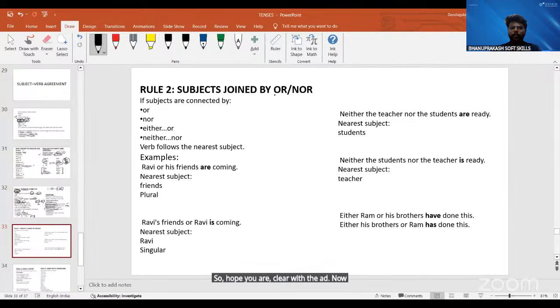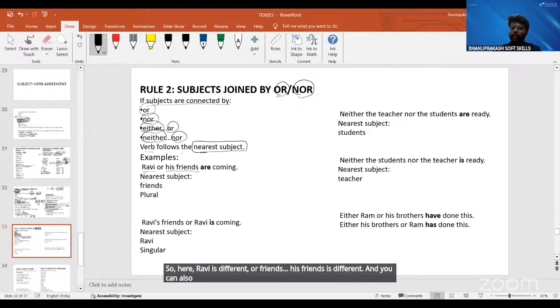Now coming to or and nor. If the subjects are connected by or, nor, either or, neither nor, in such cases the verb follows the nearest subject. This means whatever subject is nearest to this nor or or, the verb follows that. For example, Ravi or his friends are coming. So here Ravi is different and his friends are different. And you can also observe one thing: Ravi is singular, his friends are plural.